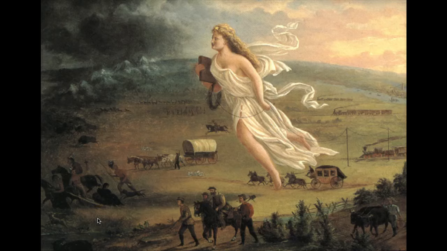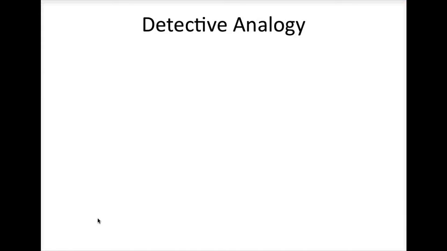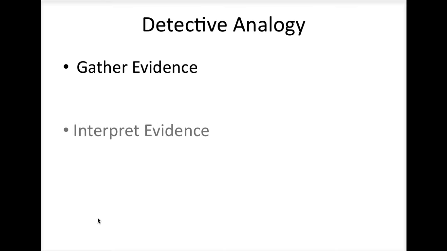Hello. Today we will be using the detective analogy to analyze this famous image. The detective analogy consists of three levels of questions. At the first level, we will simply gather evidence by listing and describing concrete pieces of information from the image. The second level, we will interpret evidence and use the information gathered at level 1 to prove our interpretations.